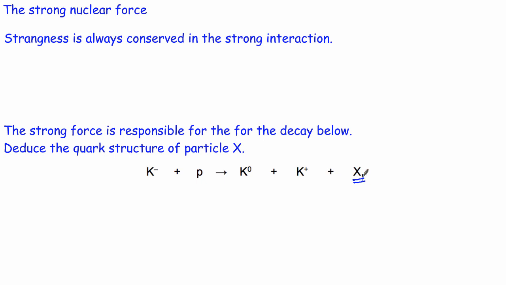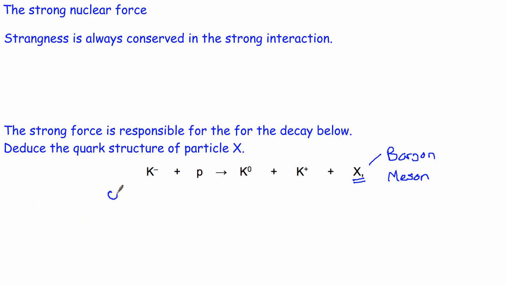So we want to know, ideally, is it a baryon or is it a meson? Because we're told it's got a quark structure, so it must be one of those 2 things. And then once we've worked that out, what quarks is it made up of? So what we would do is use our conservation laws.